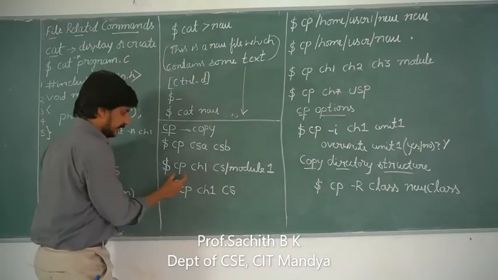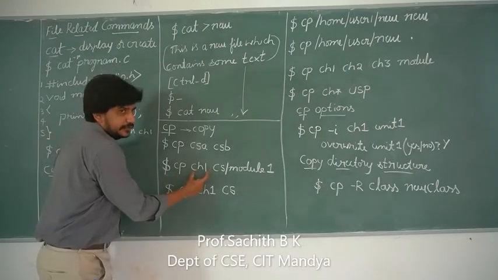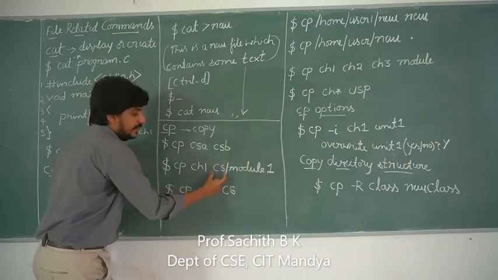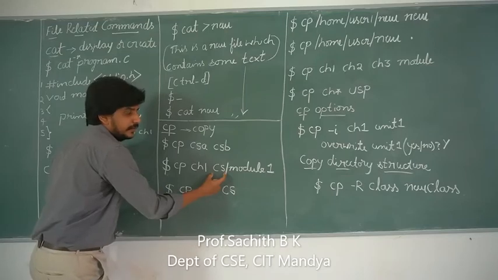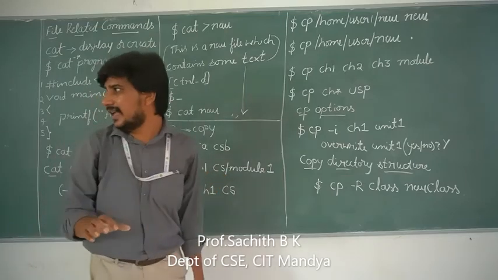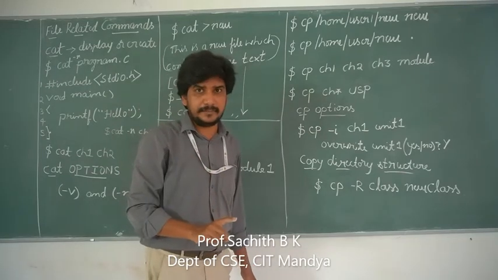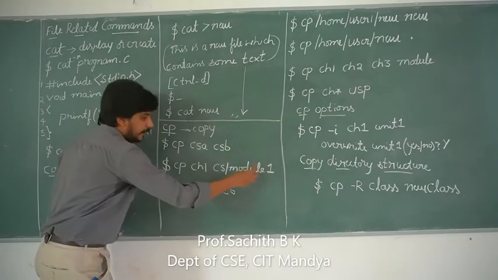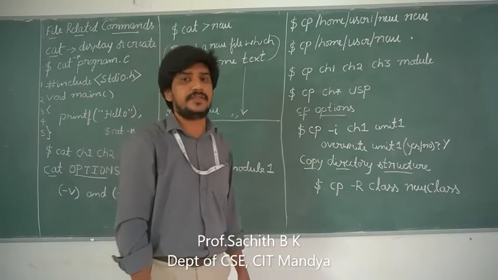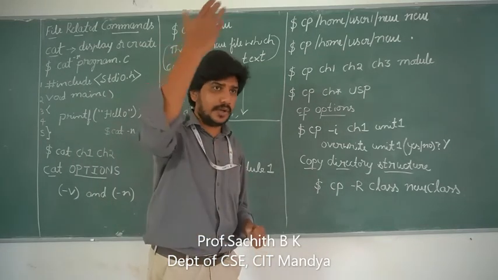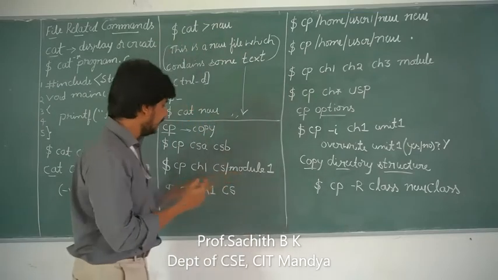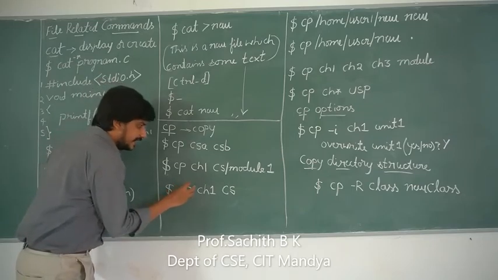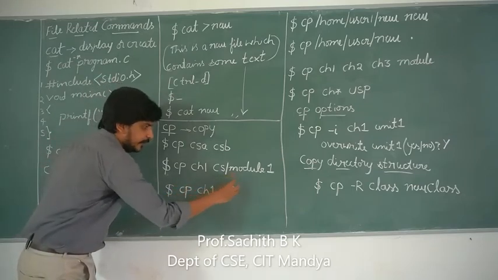As you can see in this particular example, I am copying the contents of ch1 to the file called module1. But this module1 is present inside a directory called cs. It is not present in the directory in which ch1 is residing. So this is how you can copy the contents of ch1 to module1, where module1 is present inside cs directory. So you can move on to another directory, then you can search for a file there, then you can copy the contents. And also I can directly copy from a file to a directory.